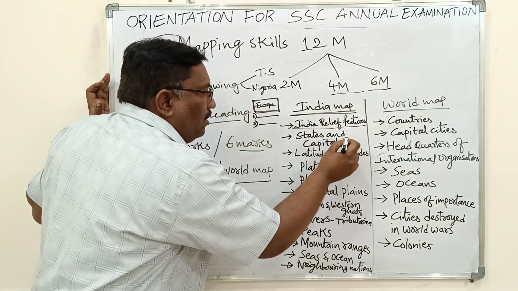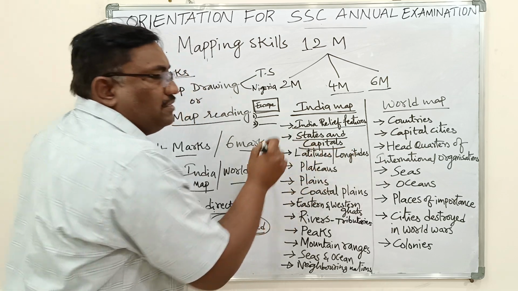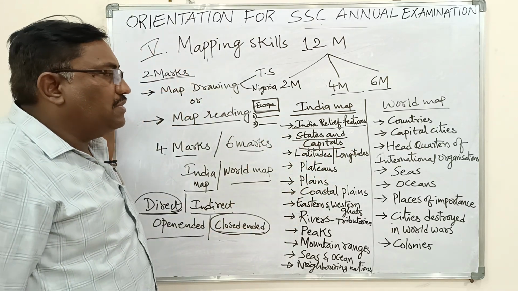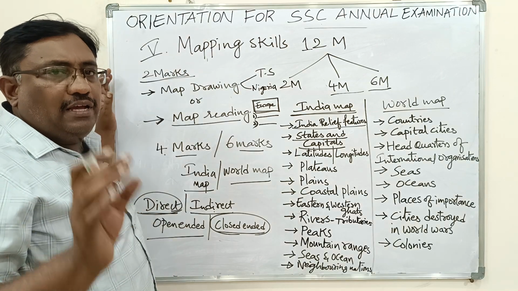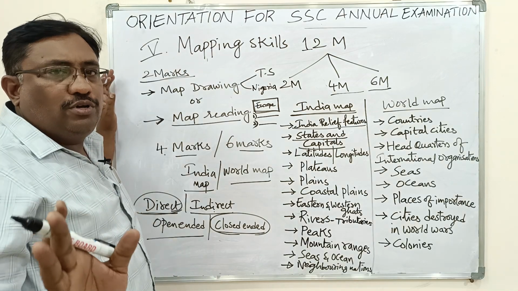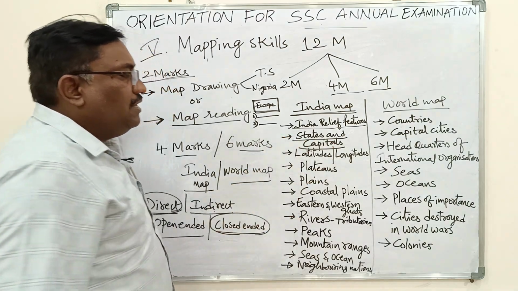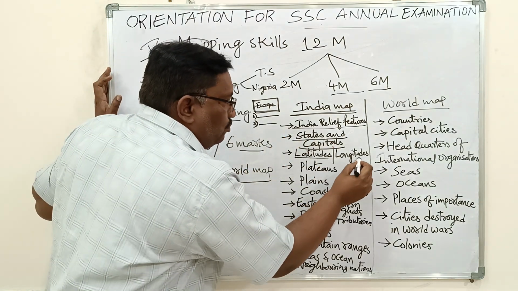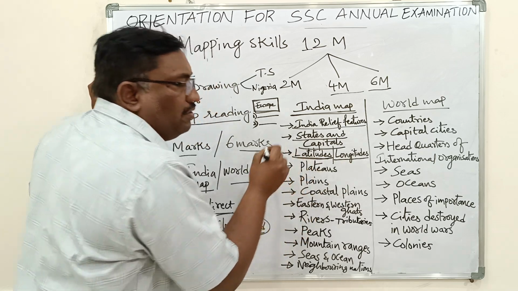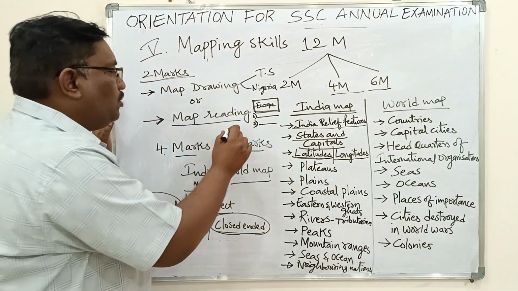Next, we have states and capital cities. All the states and their capital cities we have to be ready with, and especially the states which are mentioned in the textbook. And latitudes and longitudes. There is a mention of some latitudes in our lesson. That is the extent of India.